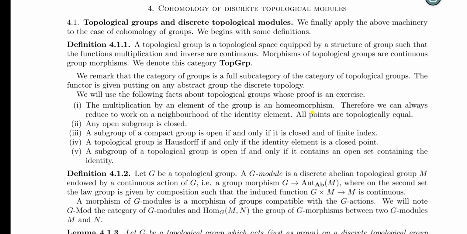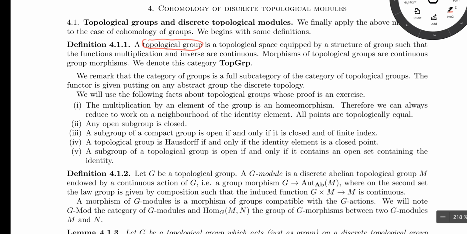In the case of cohomology of groups, we begin with some definitions. A topological group is a topological space equipped with a group structure such that the functions multiplication and inverse are continuous. Morphisms of topological groups are continuous group morphisms. So it's continuous as a topological space and also a group morphism.